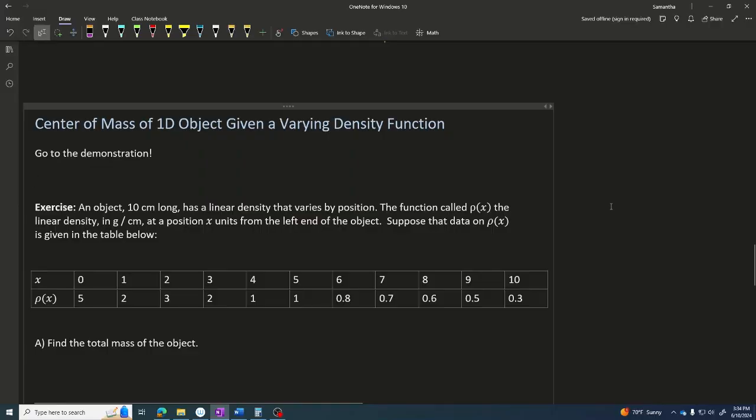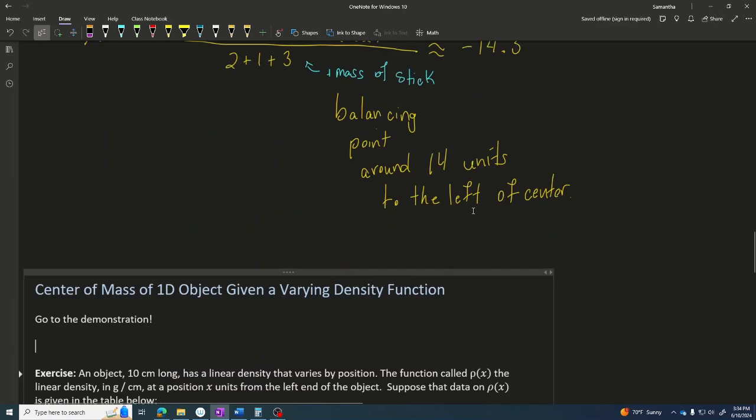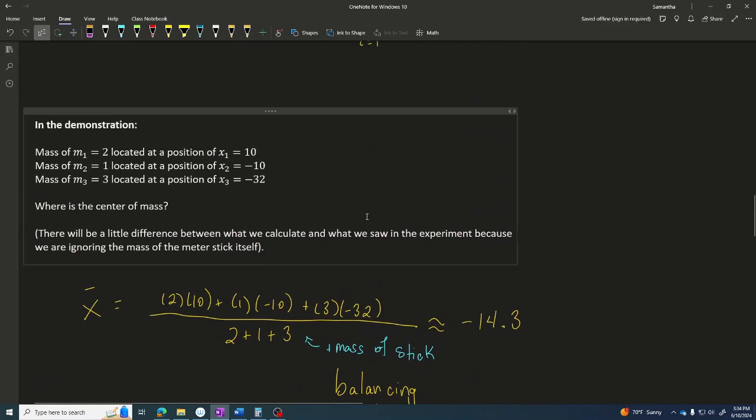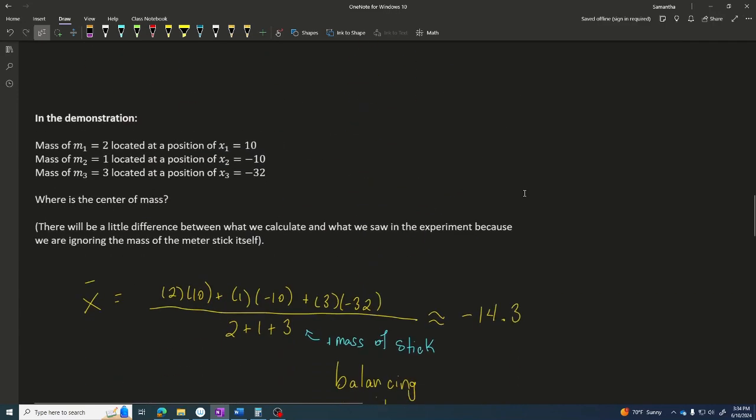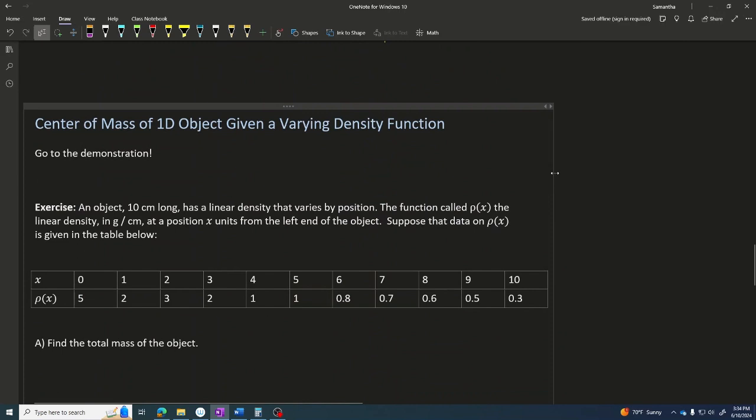So now you had an opportunity to see what it looks like when a one-dimensional object has a density function that varies continuously, varies smoothly, and it cannot be thought of as just a bunch of different separate masses stacked on top of an object.